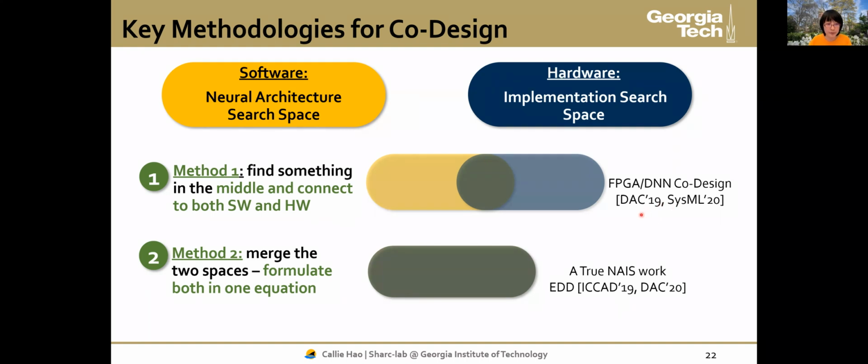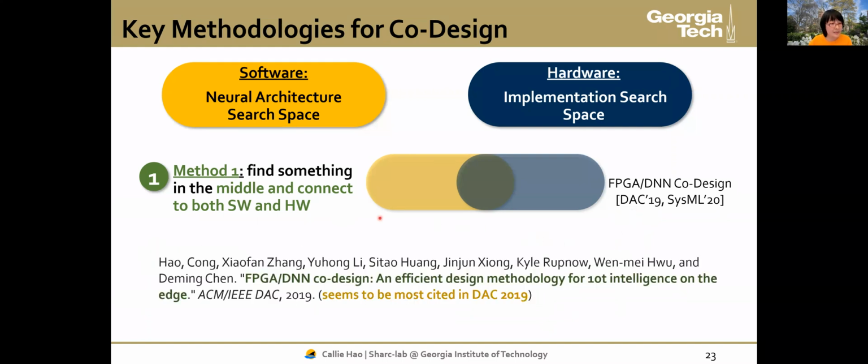For both methods, we have some representative works, and I'm going to briefly introduce both. Let's take a look at the first method. This is the representative work for FPGA and DNN co-design, an efficient methodology for intelligence on the edge. It seems to be the most cited in this conference, but I'm not sure. I didn't verify that, so don't take my word. So this is the first work, FPGA and DNN co-design. It's a prototype of a co-design framework.